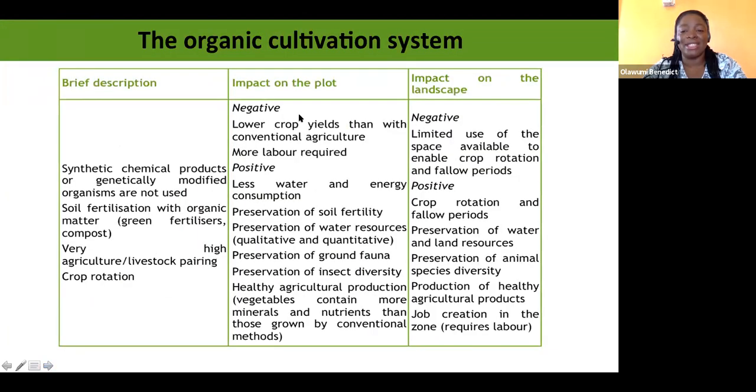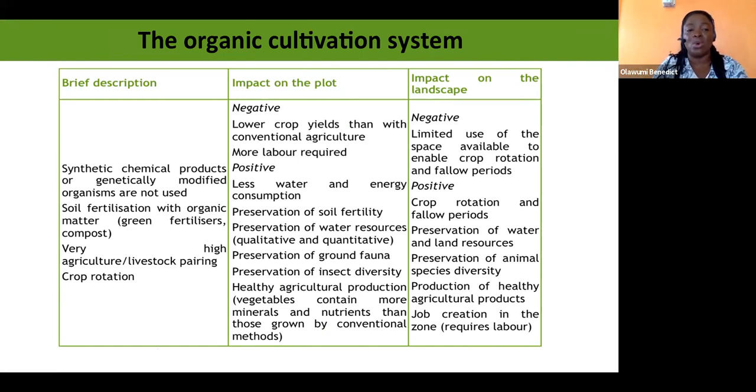You said it's difficult to have negative impacts on organic, but one of the negative impacts at the plot level is lower crop yield. You mentioned it already, compared with conventional agriculture, because the soil builds up over time. It's not a system whereby everything happens suddenly and the crop starts growing immediately. It's a gradual increase of nutrients into the soil.